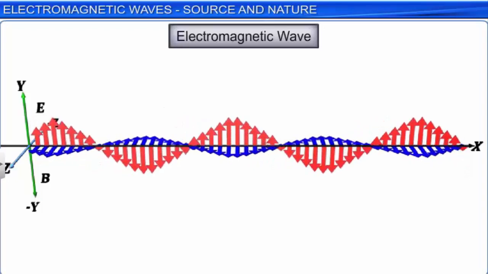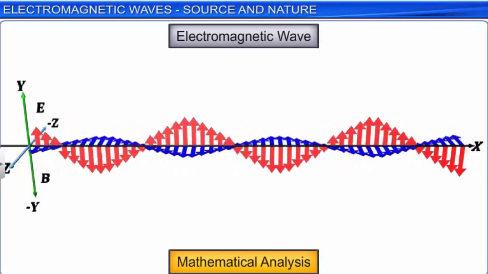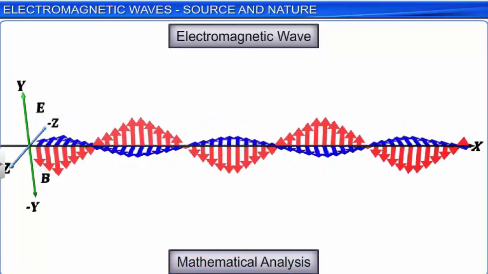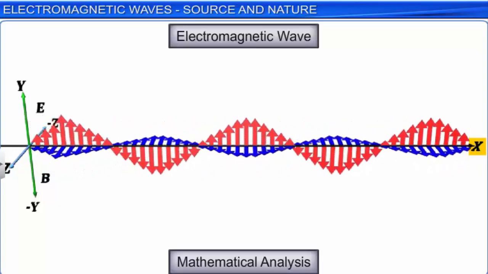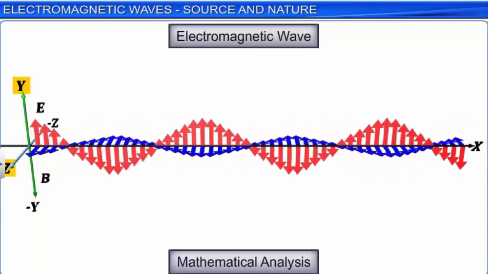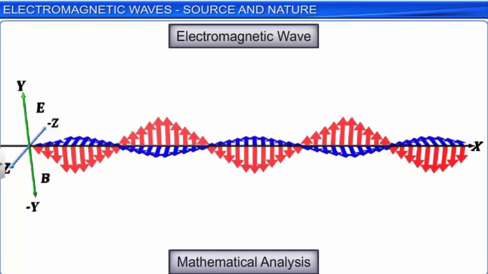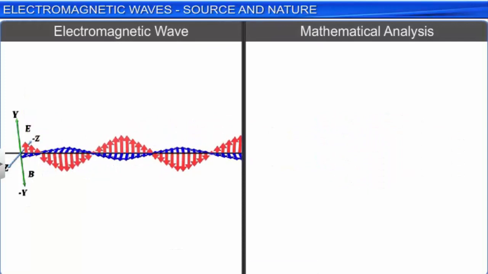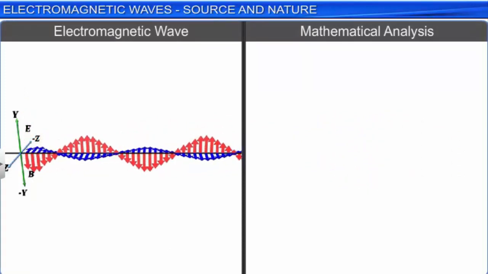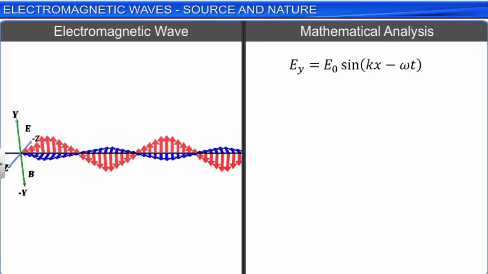Now, let us discuss the mathematical analysis of the electromagnetic wave. As the wave propagates in the direction of the x-axis, the electric and magnetic fields oscillate along the y-axis and z-axis respectively. These fields vary sinusoidally along the x-axis with respect to time. The electric field and the magnetic field can be written as Ey = E0 sin(kx - ωt) and Bz = B0 sin(kx - ωt) respectively. Let these be equations 1 and 2 respectively.